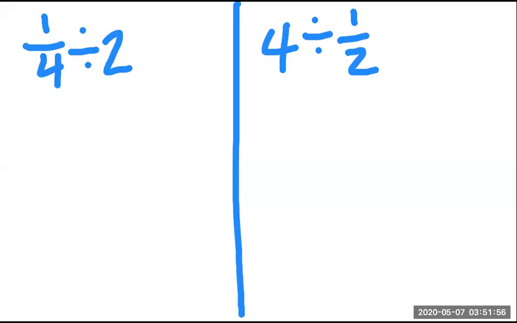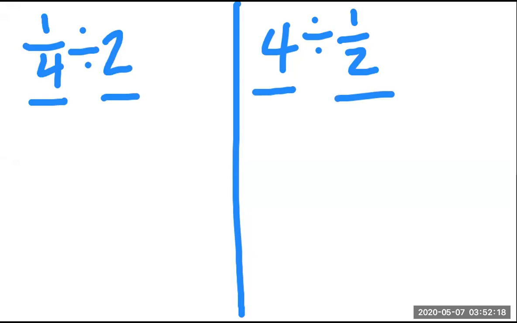So take a look at these two problems. Kind of similar in that they involve a 2 and a 4, but different. So in this first problem, we're taking a part and dividing it by a whole number. And in the second problem, we're taking a whole number and dividing it by a part. Okay, so let's draw this first problem.